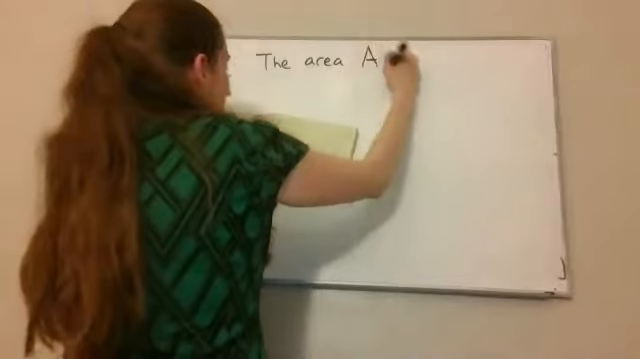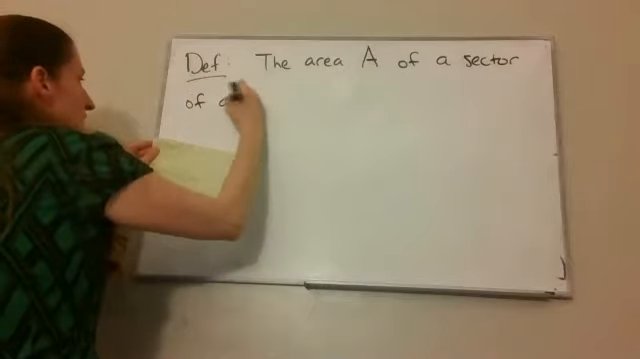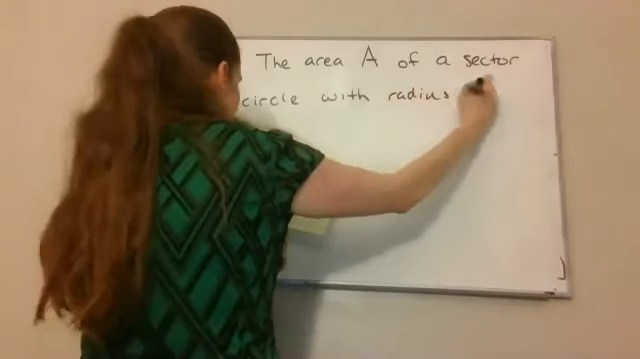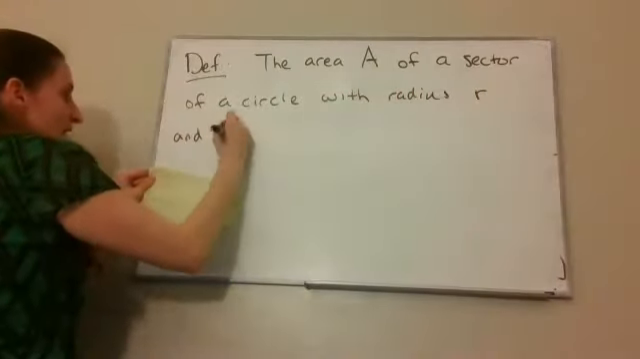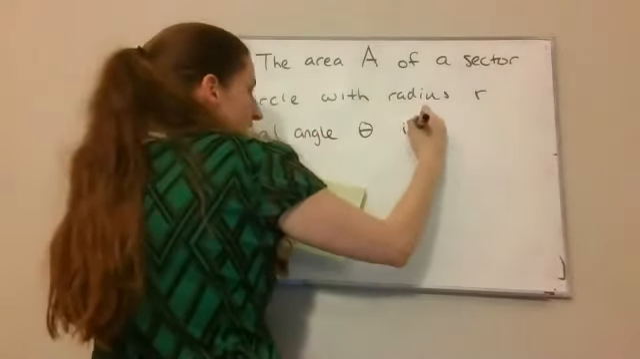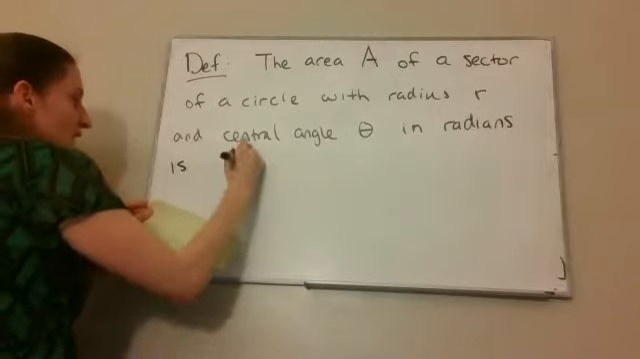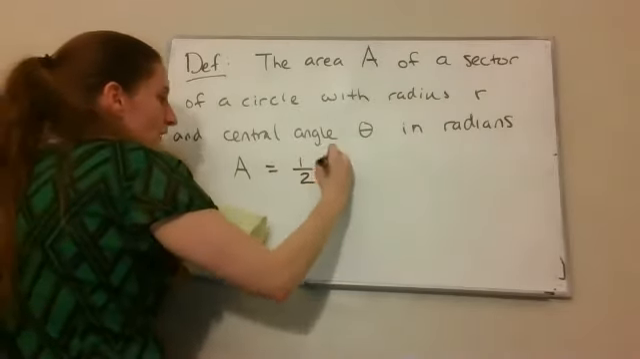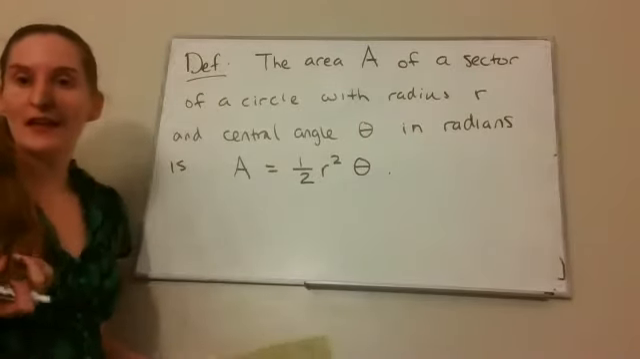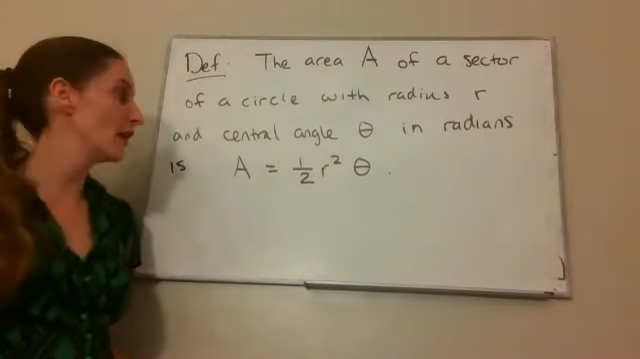The area A of a sector of a circle with radius r and central angle theta in radians is A equals 1/2 r squared times theta. So again, this formula has our theta in radians. So it's important that your angles are in terms of radians before you try to use this formula.